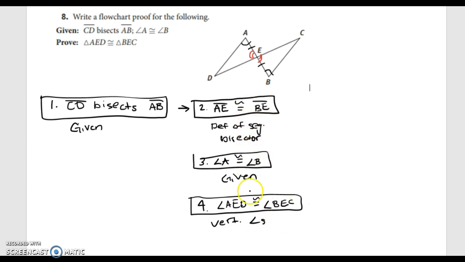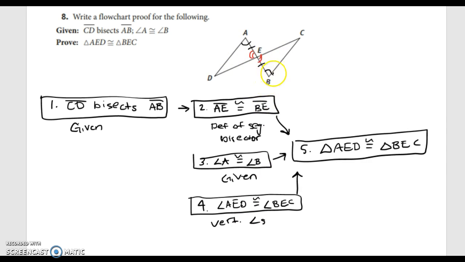Now that I have all three of these pieces of information and I've labeled my image, I can clearly see that I'm going to be using the postulate angle, side, angle. And that is my flowchart proof. So that concludes our work in the book.